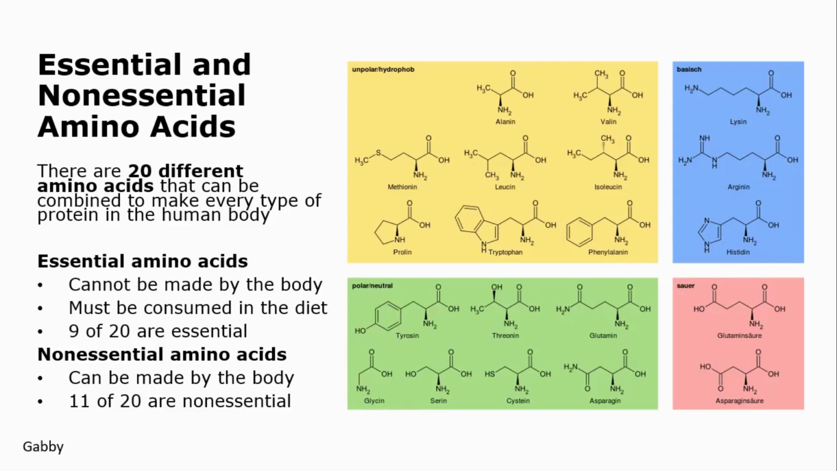Amino acids are split up into 2 categories: essential amino acids and non-essential amino acids. Essential amino acids cannot be made by the body, and they must be consumed in the diet. 9 out of the 20 amino acids are essential. Then there are non-essential amino acids. These amino acids can be made by the body, and 11 out of the 20 amino acids are non-essential.